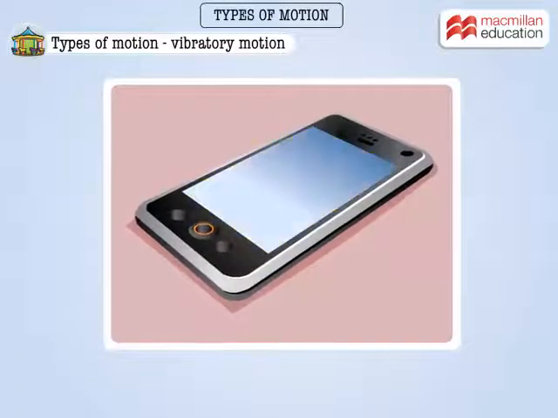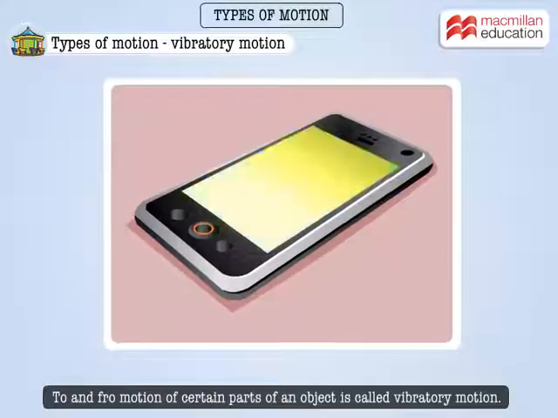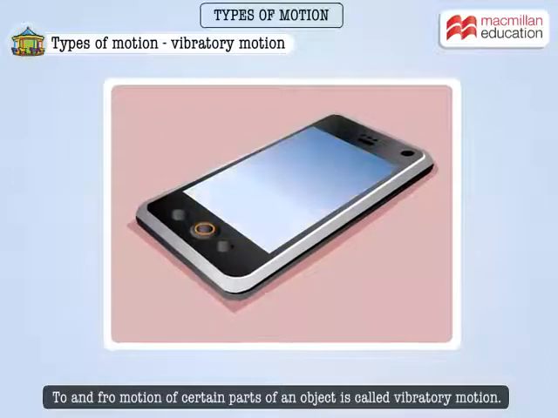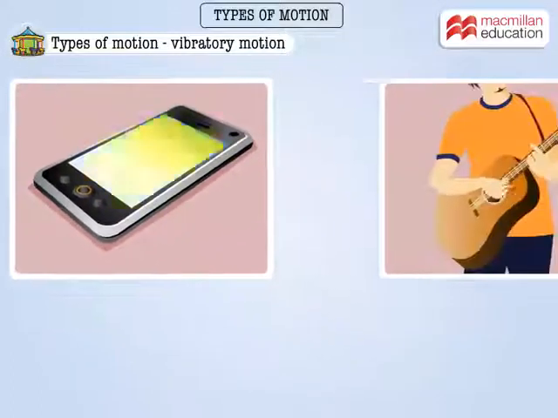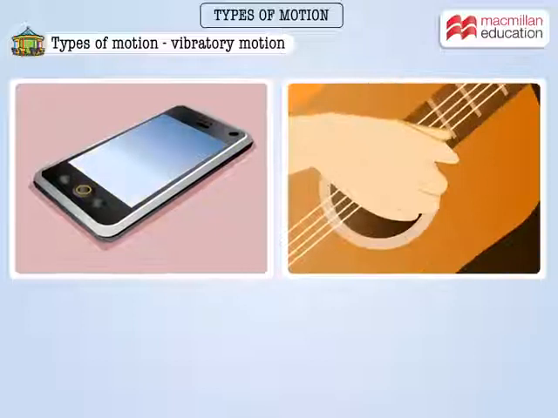If you closely observe a mobile phone when it is vibrating, you will notice that certain parts move to and fro. This is an example of vibratory motion. Another classic example of such a motion would be the strumming of the strings of a guitar. In fact, all musical instruments show vibratory motion.